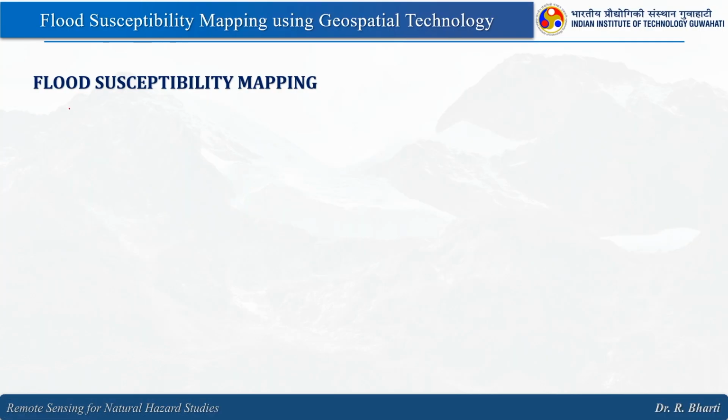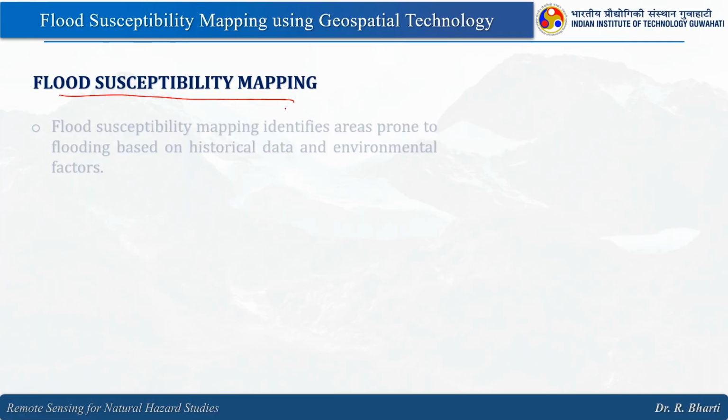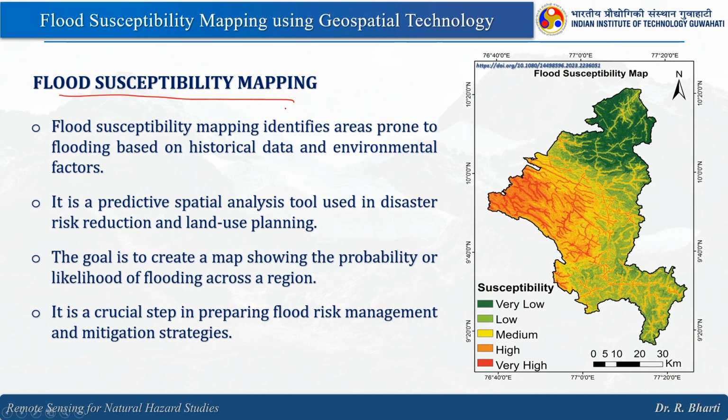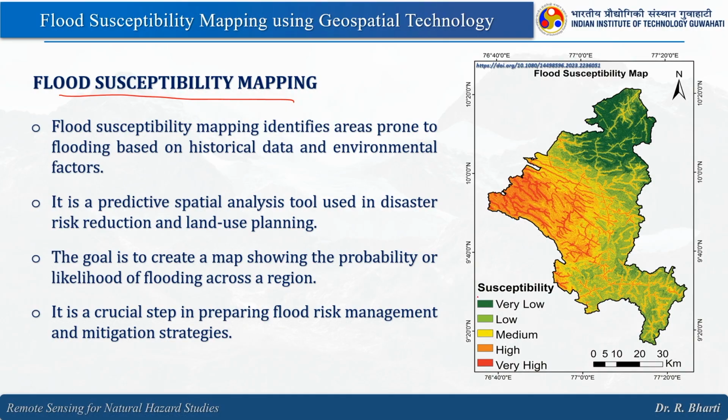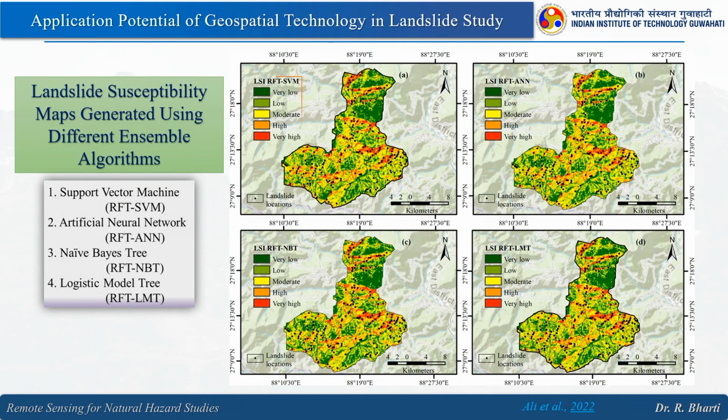Then coming to the flood susceptibility mapping. So we all know that different parameters which are required for flood mapping, they are coming from the remote sensing and the field investigation. So this is one example where susceptibility has been mapped into different classes: very low, low, medium, high and very high, right. So these are the different example.